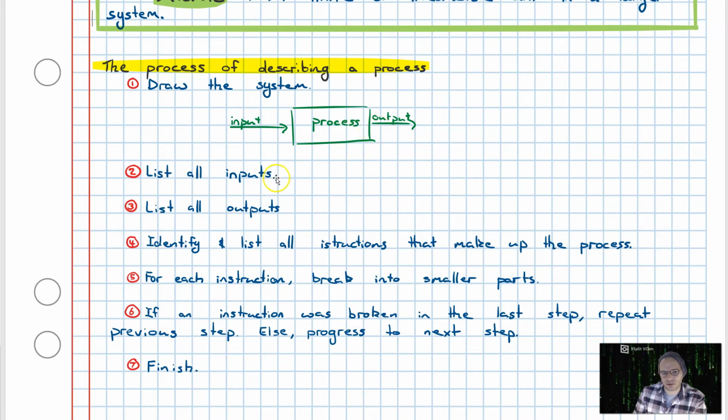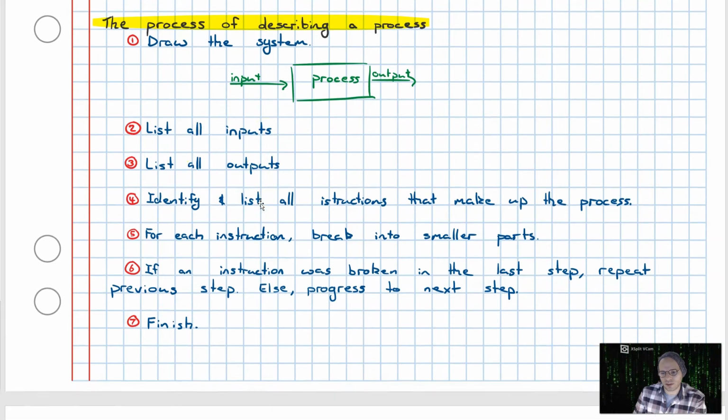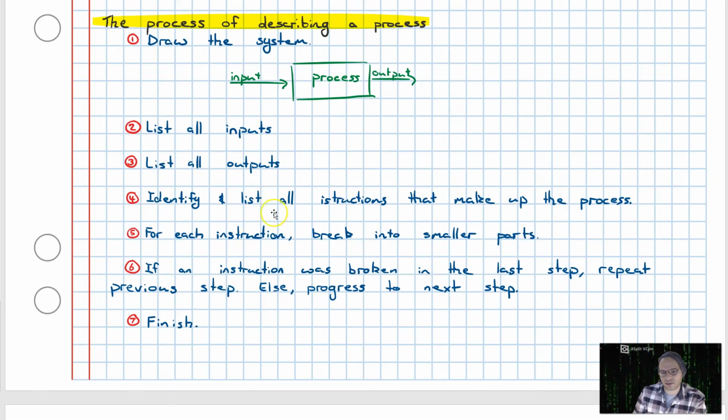After that, you're going to list all your inputs, followed by listing all your outputs. And here's where we start to hit the complexities of defining the process itself. At step 4, you must identify and list all instructions that make up a process. Now at this point in time, you're not going to be at an atomic level because it's only the first run through of defining all of your instructions.